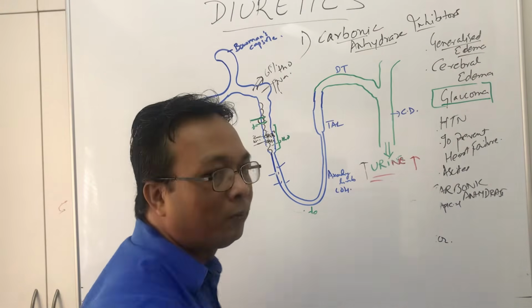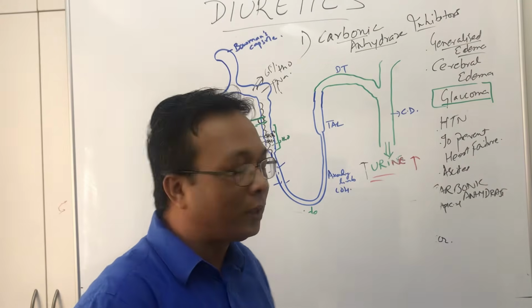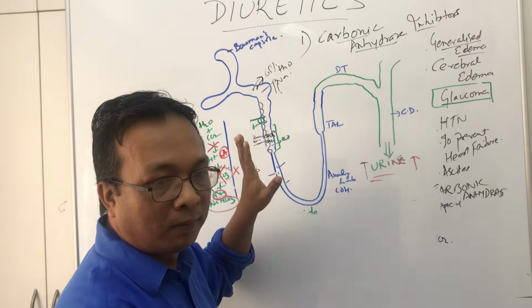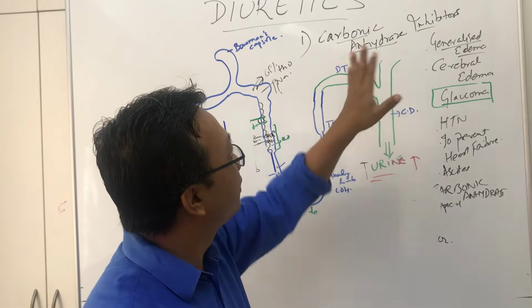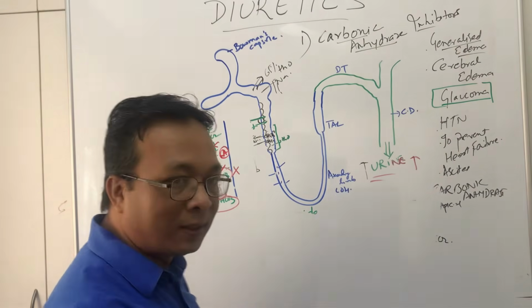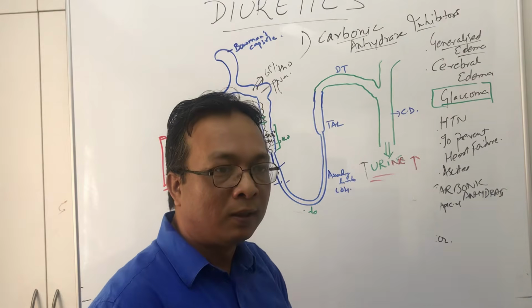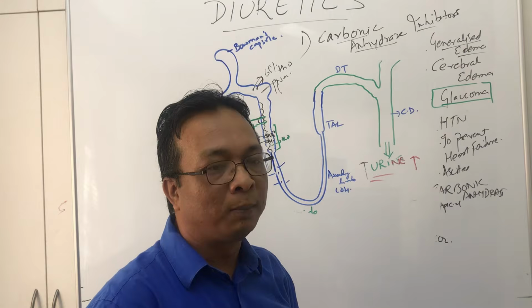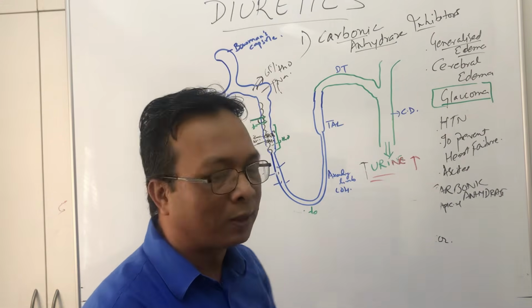So that is one role of a diuretic. That is one type of diuretic which acts by inhibiting the carbonic anhydrase enzyme. So it is called a carbonic anhydrase inhibitor. The best example is acetazolamide, which is mostly used in glaucoma. In glaucoma, when the patient complains of eye pain and headaches, we give acetazolamide.